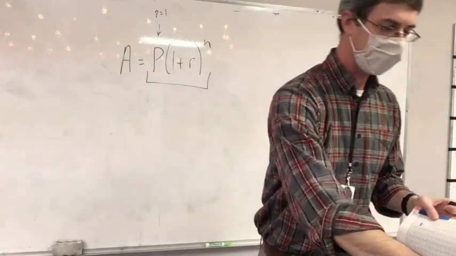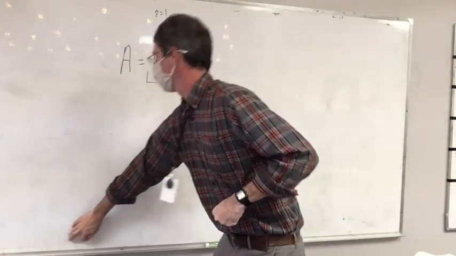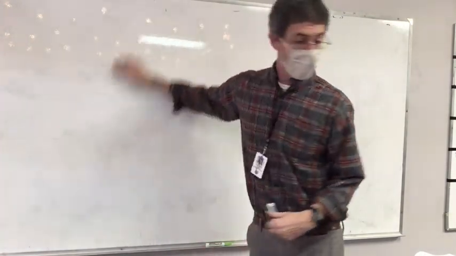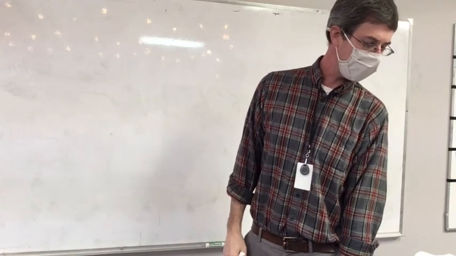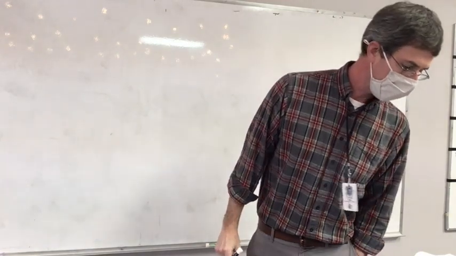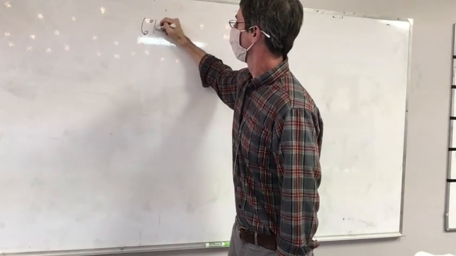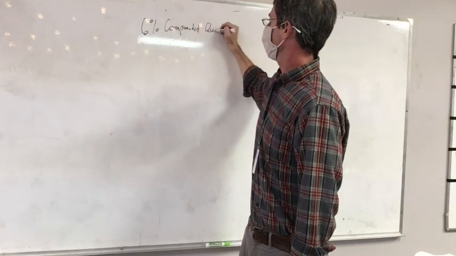So let's take a look and see how this works. I'm on example 1, and example 1 says State Bank pays 6% interest compounded quarterly.